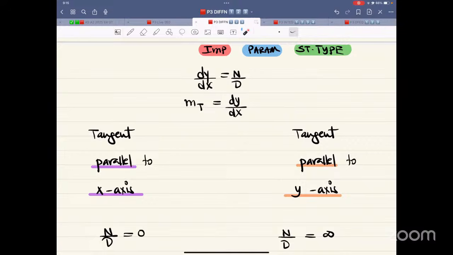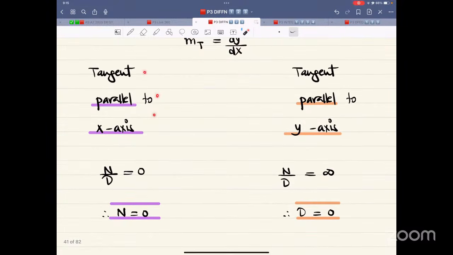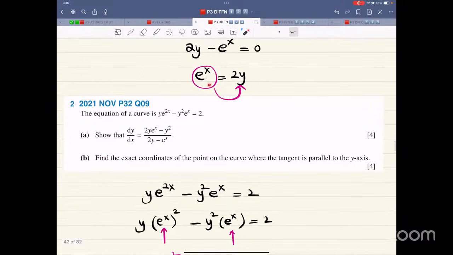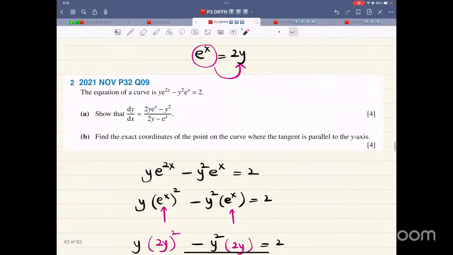Important: implicit, parametric, stationary type, dy by dx is numerator over denominator. Gradient of tangent is dy by dx. Tangent parallel to x-axis: numerator over denominator is 0, therefore numerator is 0. Tangent parallel to y-axis: numerator over denominator is undefined, therefore denominator is 0. In this question, they were asking tangent parallel to y-axis, denominator is 0, that's the denominator. 2y minus e power x is equal to 0, e power x is 2y. That is the equation.